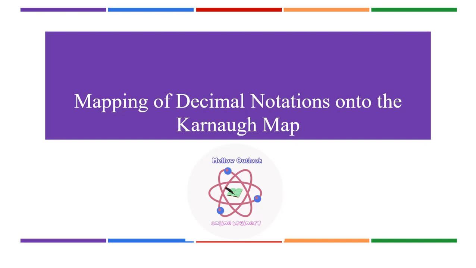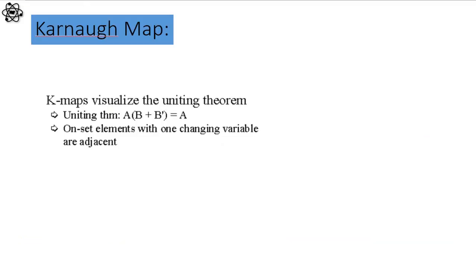Welcome to the tutorial on mapping of decimal notations onto the Karnaugh map. The Karnaugh map is basically a graphical notation corresponding to the Boolean expression. So when we visualize the Karnaugh map, we make use of the unity theorem, which says A·B plus B bar is equal to A. That is because B plus B bar is equal to 1.